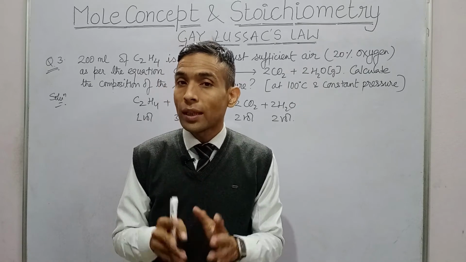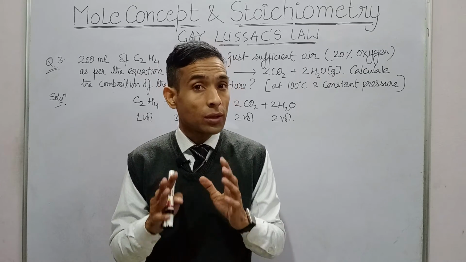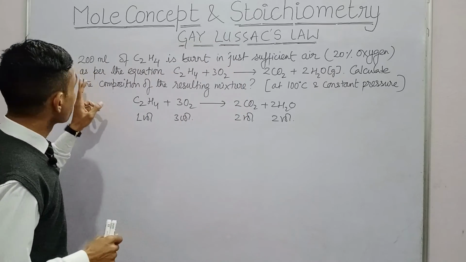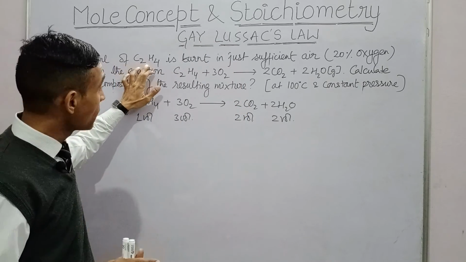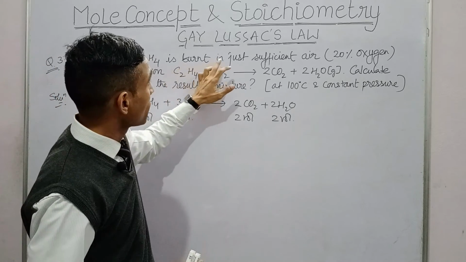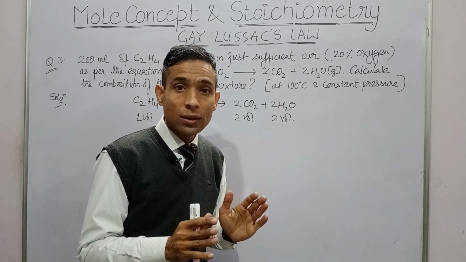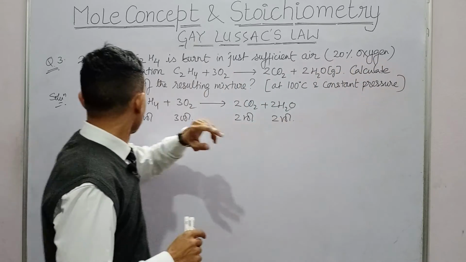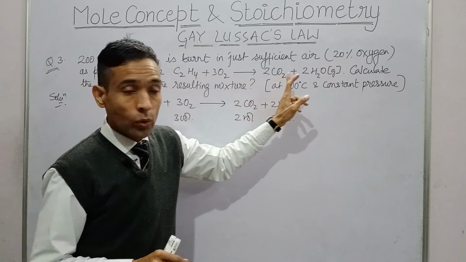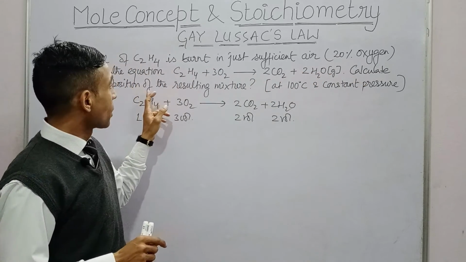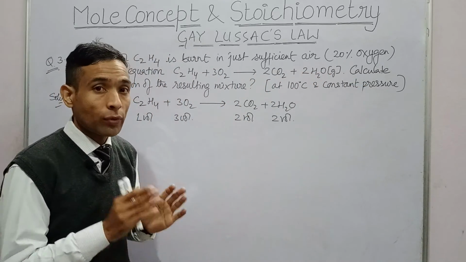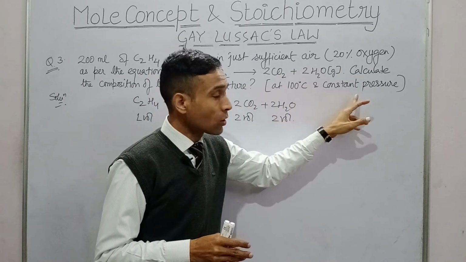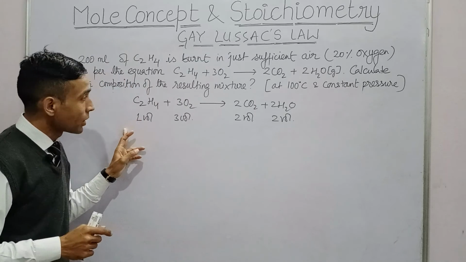According to the criteria of the board's internal standard, a balanced chemical reaction is given, but still you should know the chemical reaction and how to balance it. Here in our last numerical it is given 200 ml of C2H4, this is ethene, it is also a hydrocarbon, is burnt in just sufficient air. That means the oxygen in the air is sufficient for the reaction only. It contains 20% oxygen. As per the equation, we have a balanced chemical equation here, and we have to find out the composition of the resulting mixture. That means we have to find out what is unused and what is formed. The reaction is at 100 degrees centigrade and at constant pressure. I have written the reaction here.